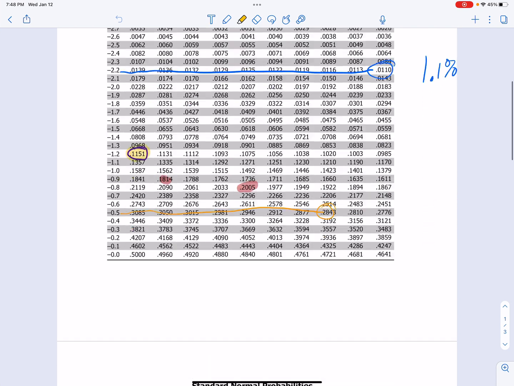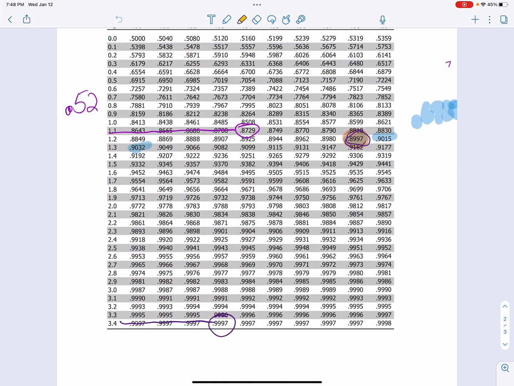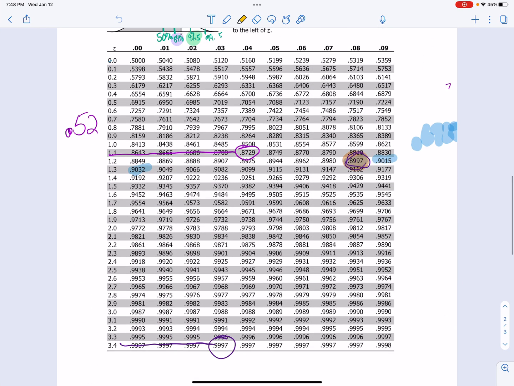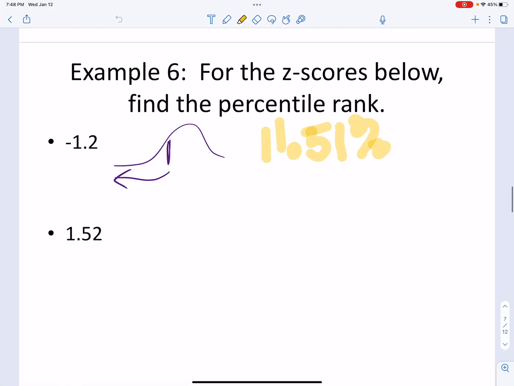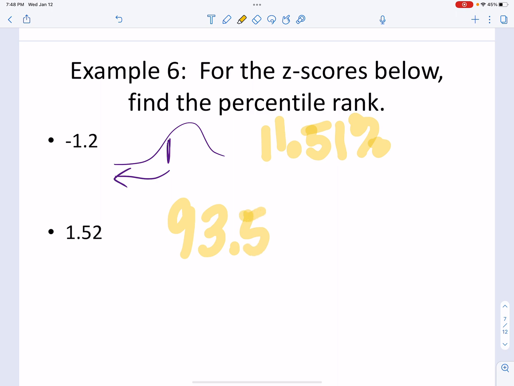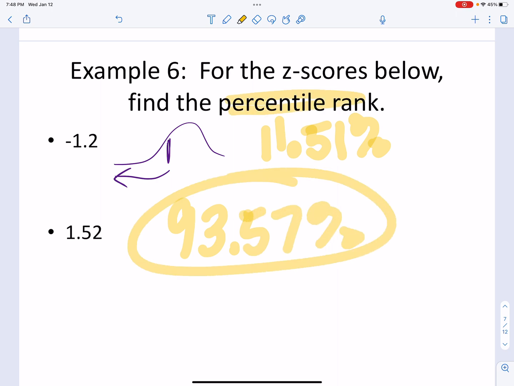Okay, and 1.52. That's going to be on the positive side. 1.52 is 93.57. It wants the percentile rank.